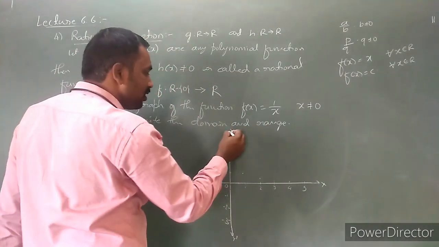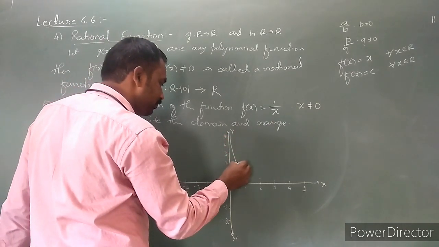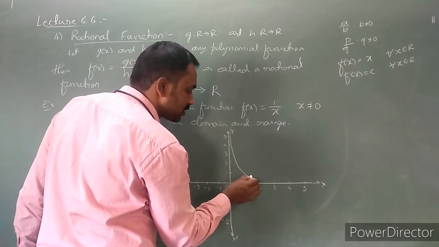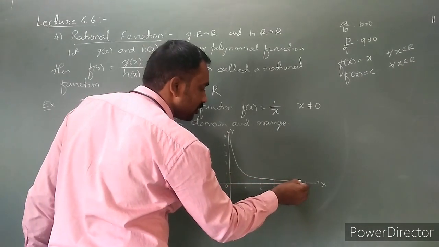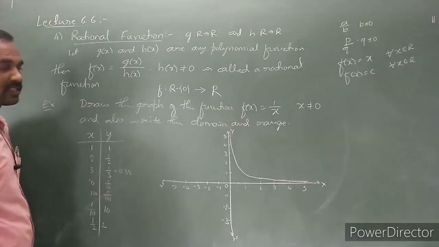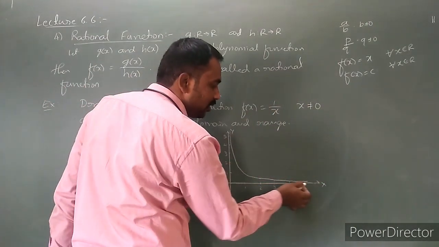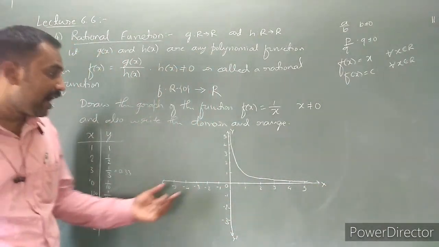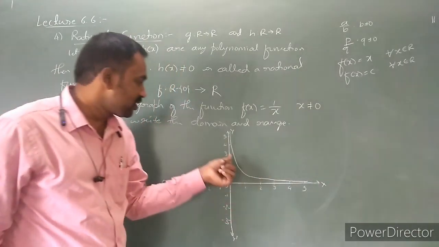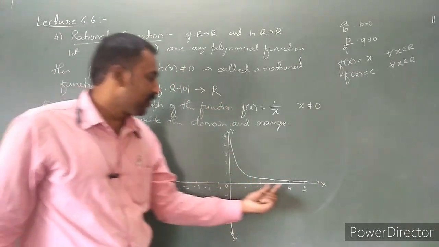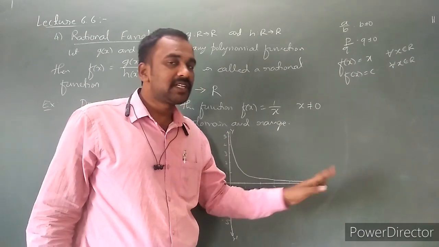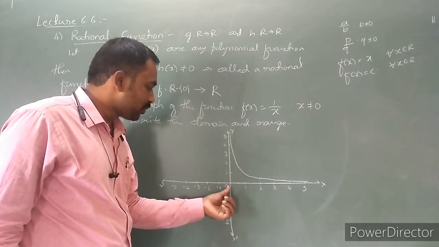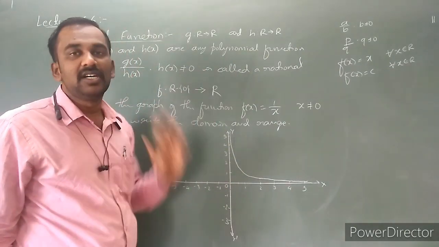Is that clear? So the curve is very close to the x-axis and close to the y-axis. If you increase the x value, it gets closer to the x-axis. If you decrease the x value, it gets closer to the y-axis. It never touches the x-axis and never touches the y-axis. If the x value increases, the curve never touches the x-axis. If you decrease the x value closer to 0, it never touches the y-axis.